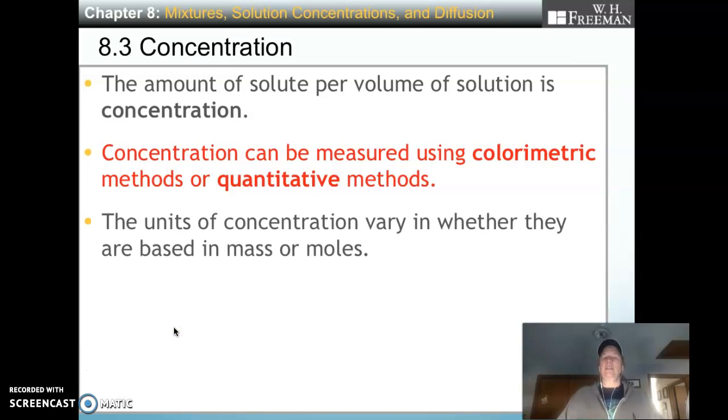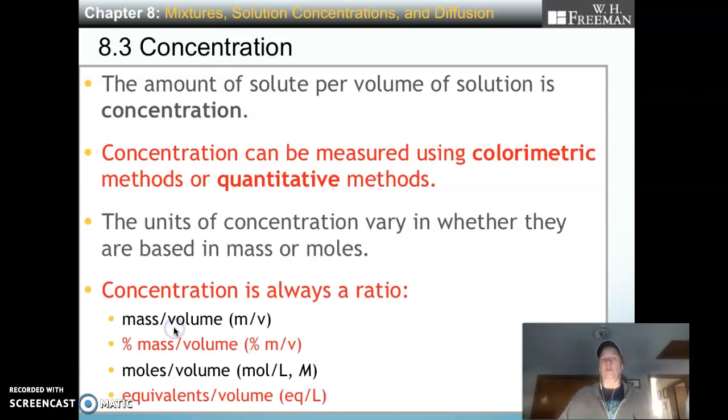The units of concentration, again, vary depending on what you're looking for. Are you looking for mass? Are you looking for moles? Are you looking for volume? It just depends, so there are different units. They're all kind of doing the same thing. They're trying to find concentration, but your final answer is going to depend on what you're using it for.